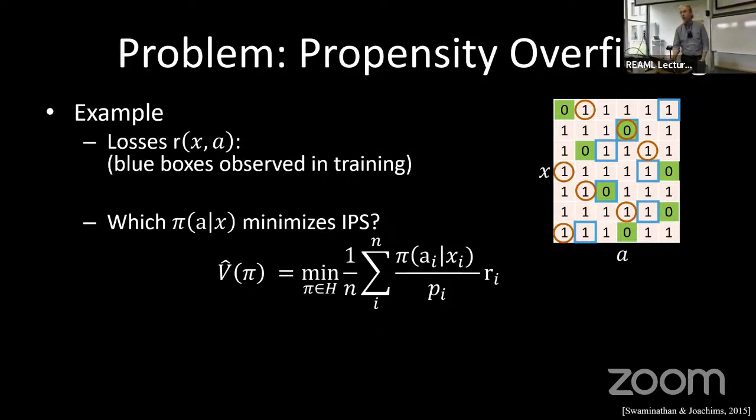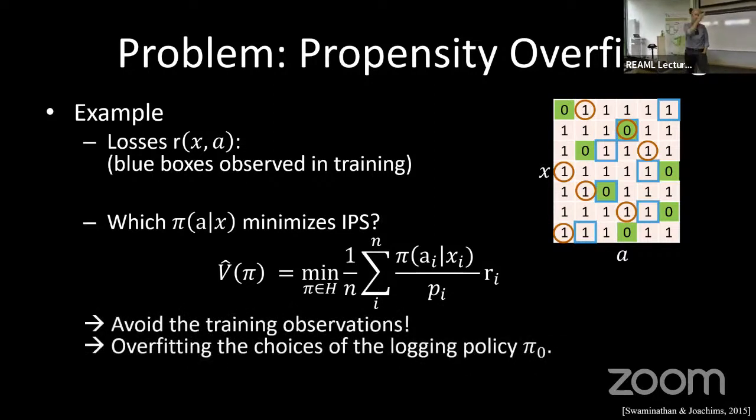So that's another way of how we can overfit. And the problem is that we have two random variables, right? Normally in supervised learning, we have our losses, that's a random variable, and we can overfit that random variable. And here we also have the actions that the logging policy took. And we can weasel ourselves out of that random variable as well, and we can overfit that as well.